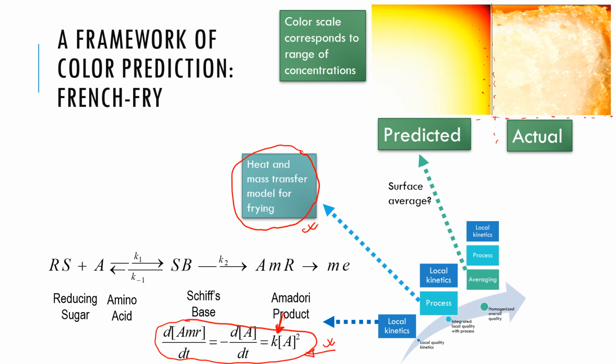And so once we have this local color, it is not clear in this particular example how we would get the overall color. After all, when we are eating these, we're not interested in local color but the overall color. So it can simply be some sort of a surface average, for example. Then, as applied to this frying process, we have a reaction kinetics, we have the heat and mass transfer description, and then averaging. Together they form the framework.